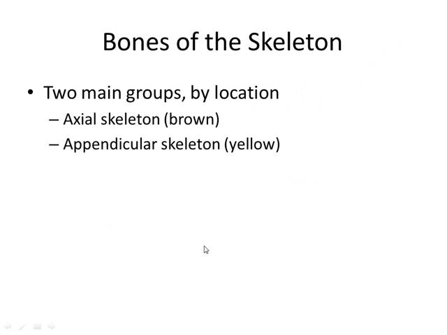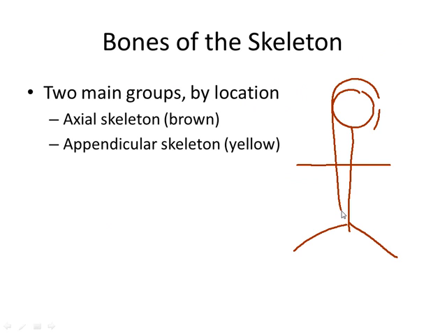Now, when we talk about the bones, we divide them by location, and we'll do this in lab. We're going to divide them by location. Let me draw my little skeleton, because y'all know how awesome I am at drawing. All right, so basically you have two main groups, the axial skeleton and the appendicular skeleton. The axial skeleton is basically the head and the trunk, consisting of your vertebra and your ribs. The appendicular are the appendages, the arms and the legs.